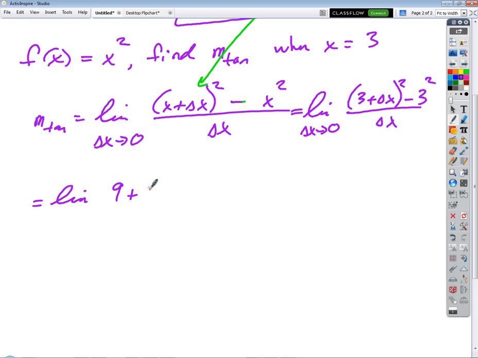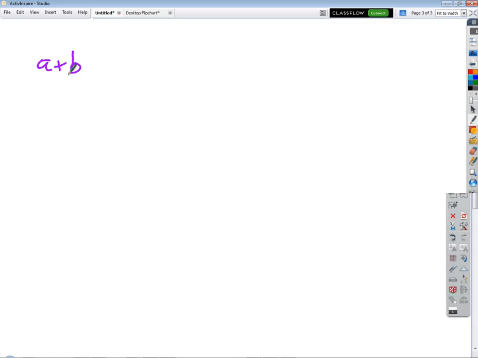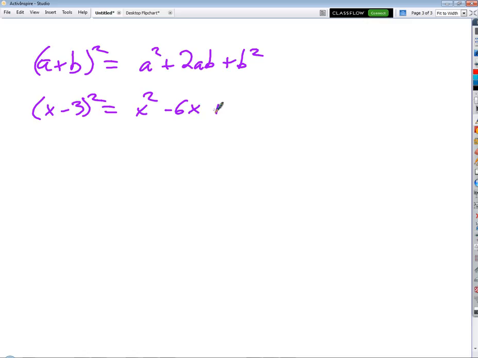6 delta x. Quick review. What's a plus b squared? A squared plus 2AB plus B squared. Good. Okay, quick review. Let's do this real quick. What is x minus 3 squared? X squared minus 6x plus 9.